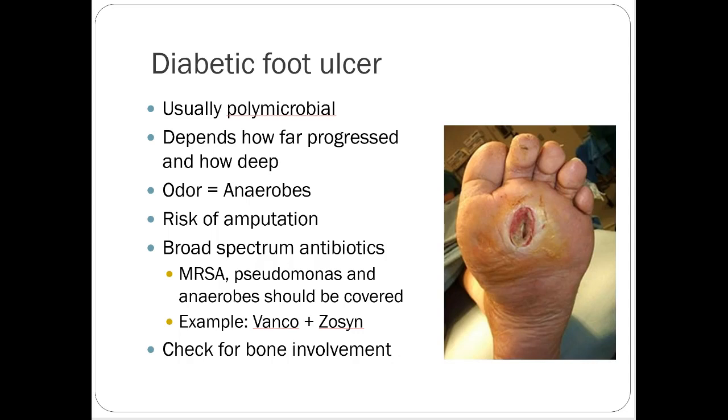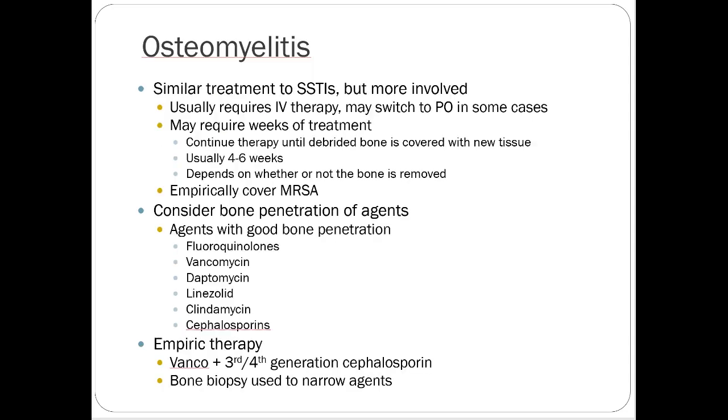Usually with osteo, you're looking at weeks of therapy. So you want to continue therapy until the debrided bone is covered with new tissue. This can take about 4 to 6 weeks. It really depends on whether or not the bone was removed. If they amputated some part of somebody's body to treat the infection, that's going to require a lot less therapy, right? Because the infected part of the bone's gone. If they didn't amputate, or they can't amputate that particular part, then you're looking at like the 4 to 6 week duration. We almost always empirically cover for MRSA until we can rule out anything else.